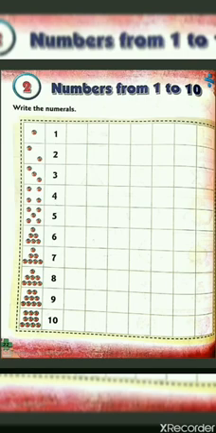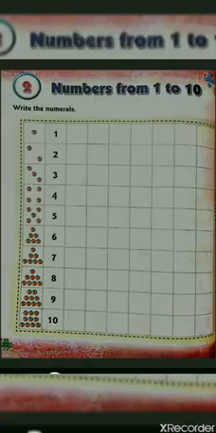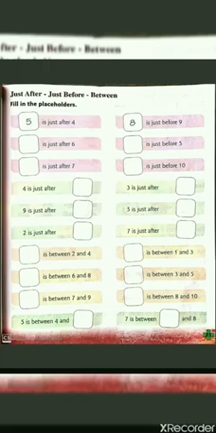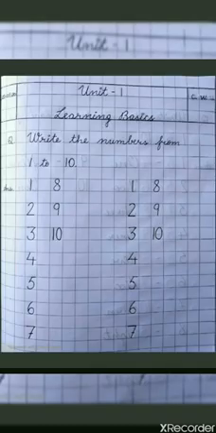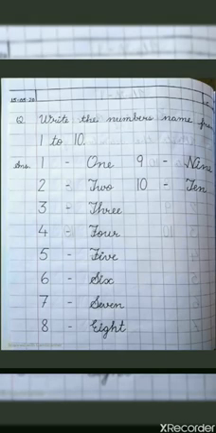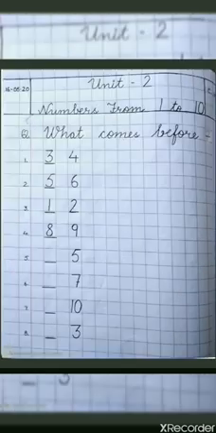Today, we are here with the copy work of the next chapter of Maths, that is, Chapter 2, Numbers from 1 to 10, where you have learned about before, after, and in between numbers, and comparison of numbers, that is, less than, greater than, and equal to. In the first chapter, that was Learning Basics, you were guided to write numbers from 1 to 10. And on the next page, the numbers name.